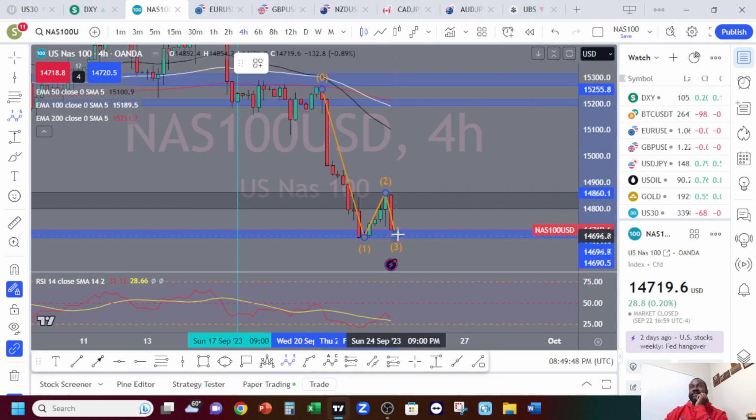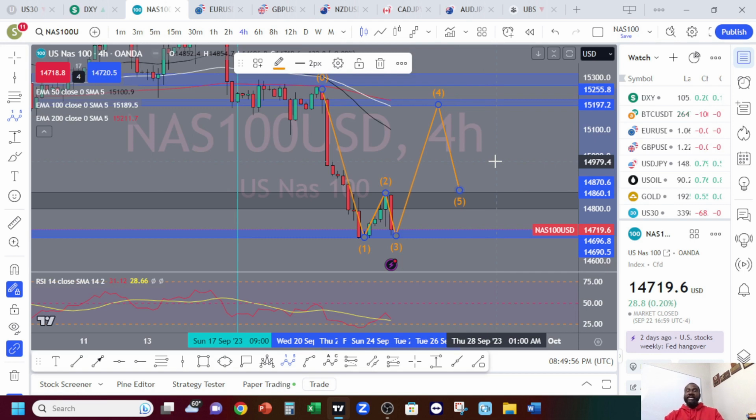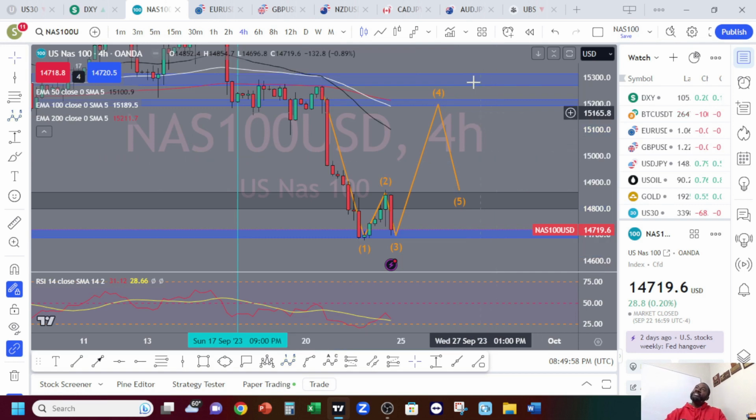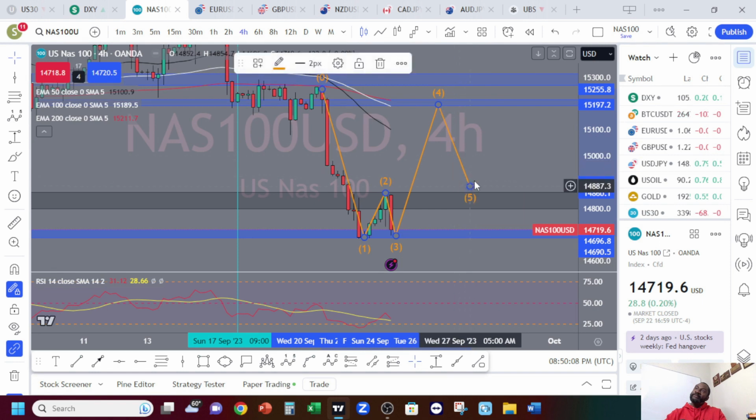Can it come back and give us a double bottom here and continue to come back and test this? Of course, and come back to test that. That's possible. Okay? Or it might continue to go up. Or it might do that. So don't forget, it might come back here to test this. But it might do that as well.